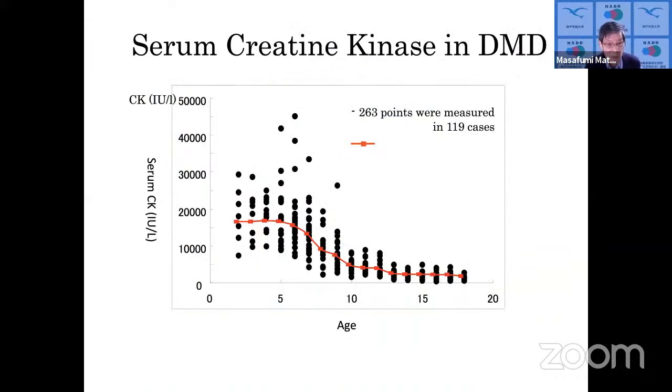This slide shows the level of serum creatine kinase in DMD patients. So normal level is below 200 IU per liter. So at all ages, the CK level is high, especially in the infantile period. The level is more than 100 times. So it's easy to diagnose the DMD if you determine serum creatine kinase.